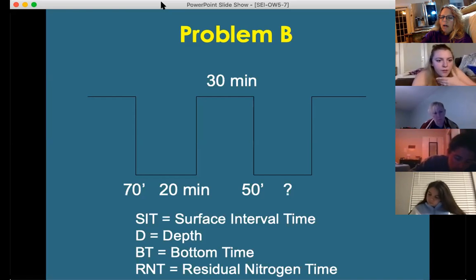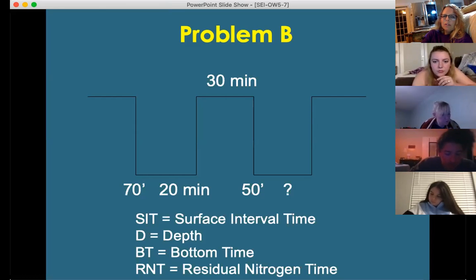And I want you to go ahead and try to calculate that on your own, just quietly on your own. Don't give the answer until we ask. But you're going to see SIT, that's surface interval time. That's where we're going to write the 30. D is depth, BT is bottom time, RNT is residual nitrogen time. So go ahead and try to figure out the answer to that. It's just like what we did with the last problem.